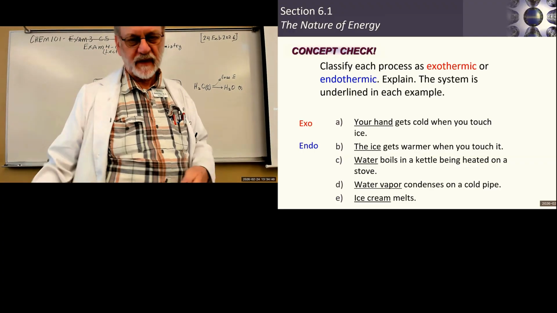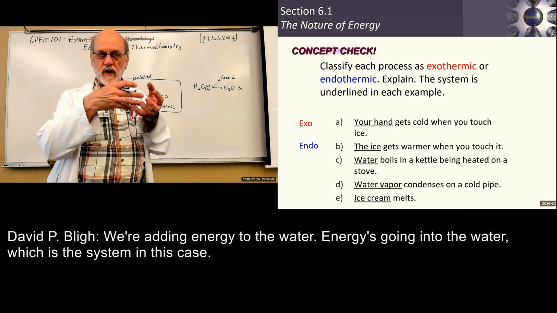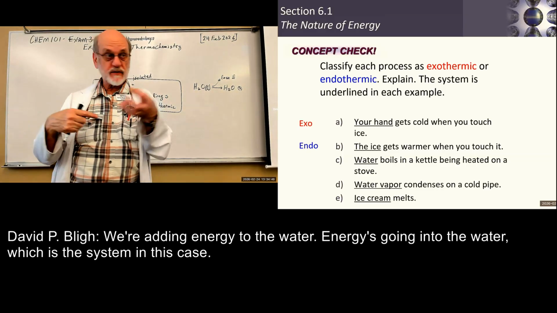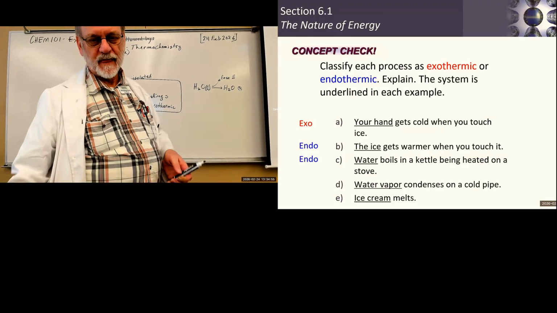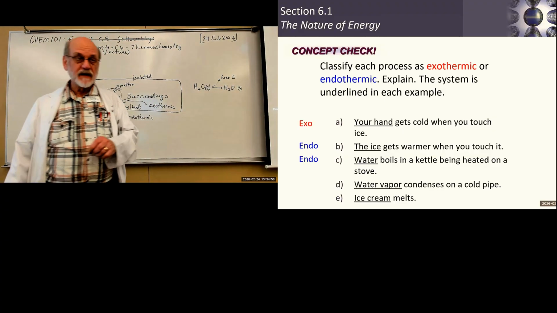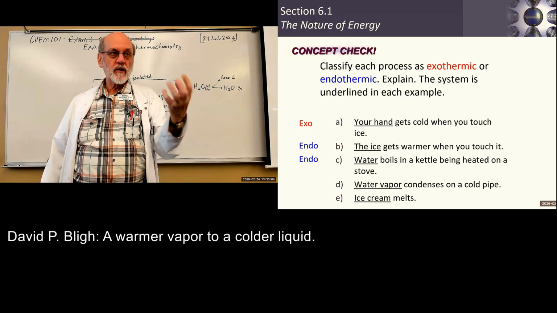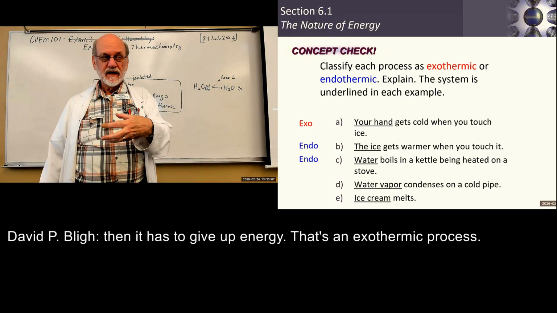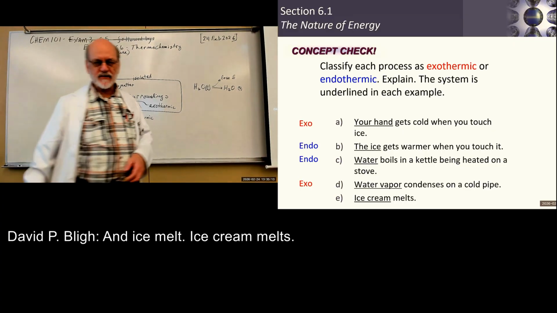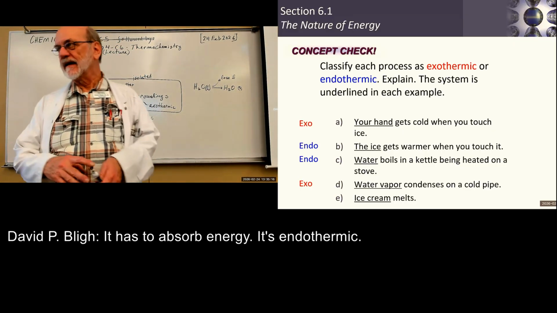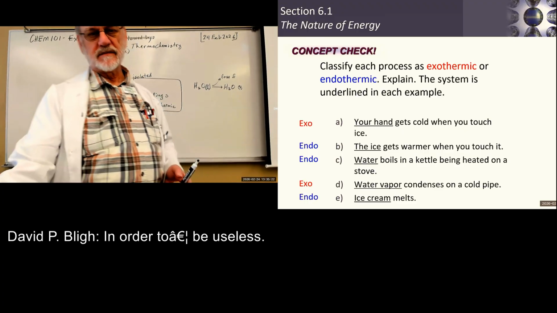That's endothermic. How about water in a kettle that's being heated? We're adding energy to the water. Energy is going into the water, which is the system in this case. That's an endothermic process. How about water vapor condensing on a cold pipe? If the water vapor is the system, it goes from a warmer vapor to a colder liquid, then it has to give up energy. That's an exothermic process. And ice cream melts. It has to absorb energy. It's endothermic.